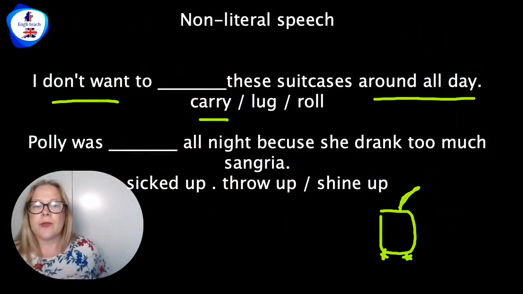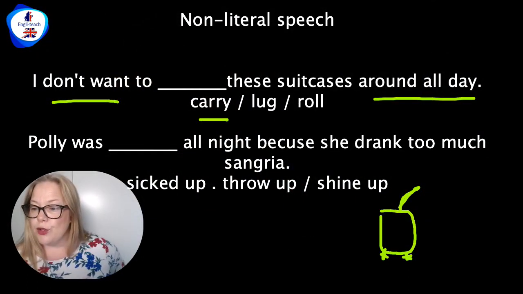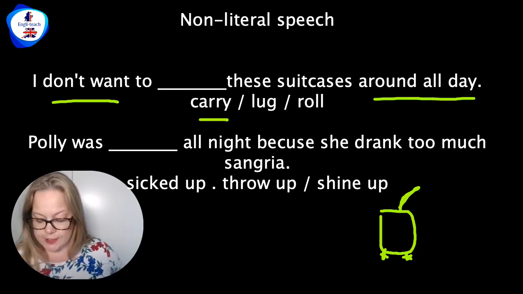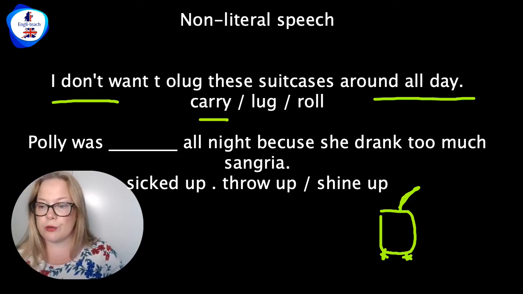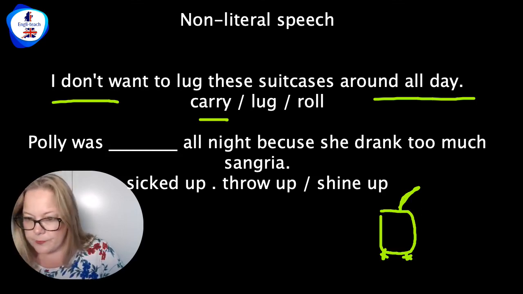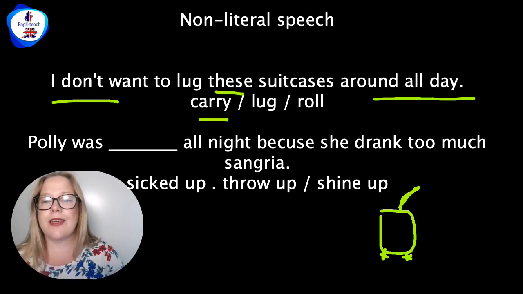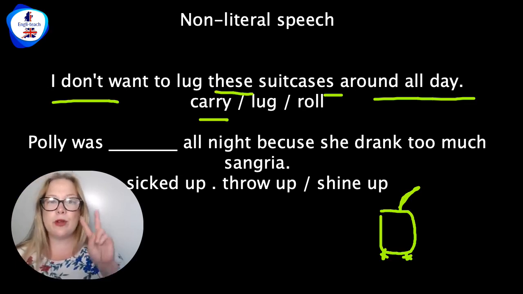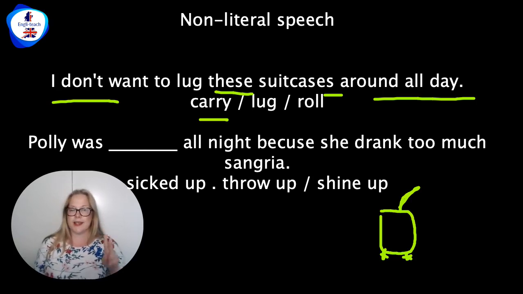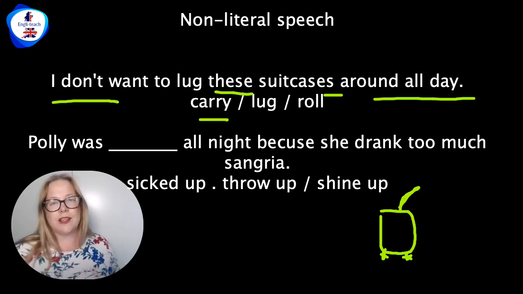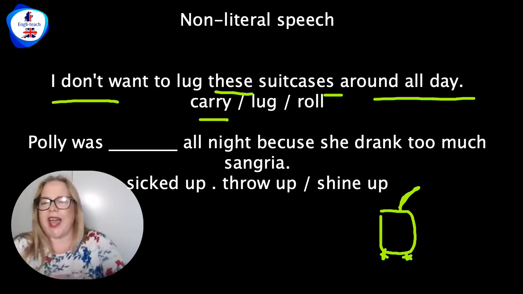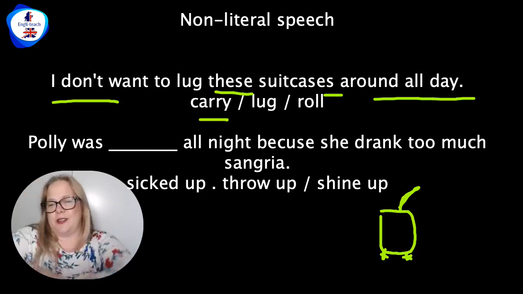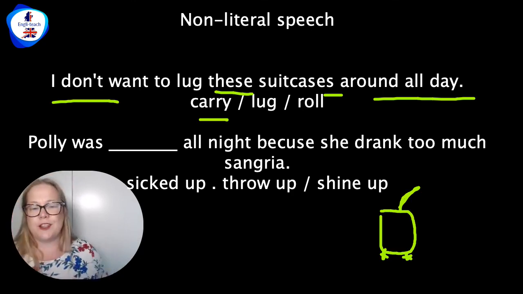So I don't want to lug these suitcases around. And also note the plural. I don't want to lug these suitcases, plural, so there's more than one suitcase, which is another reason why you would use lug instead of carry. And who carries a suitcase? You wouldn't carry a suitcase, would you? It would be too heavy.